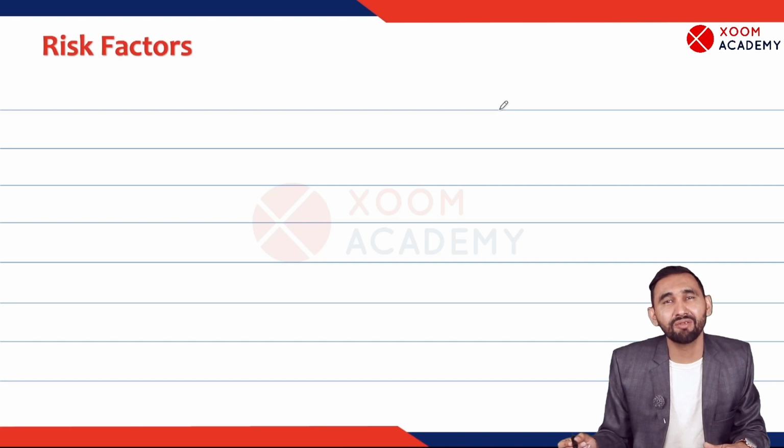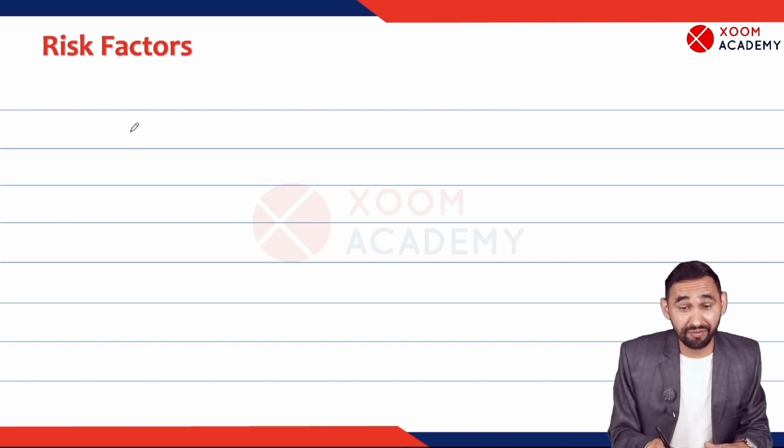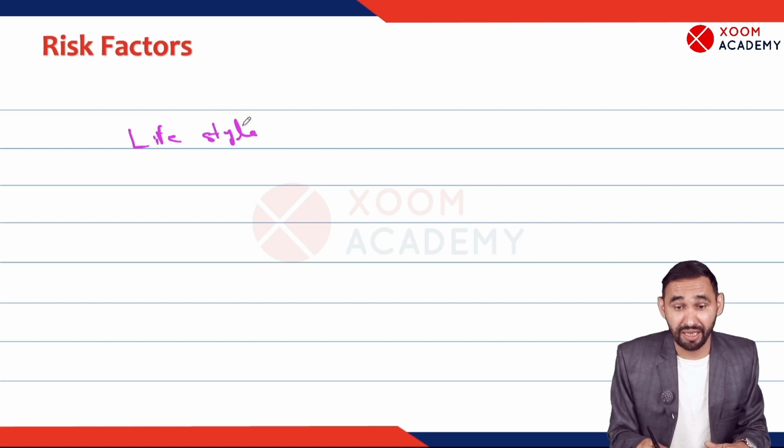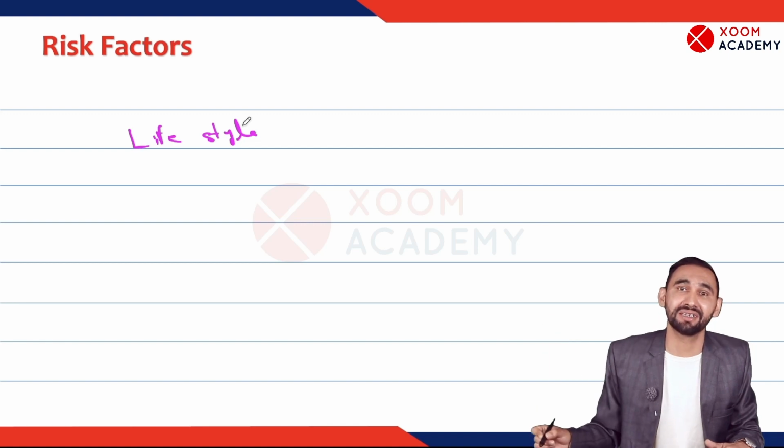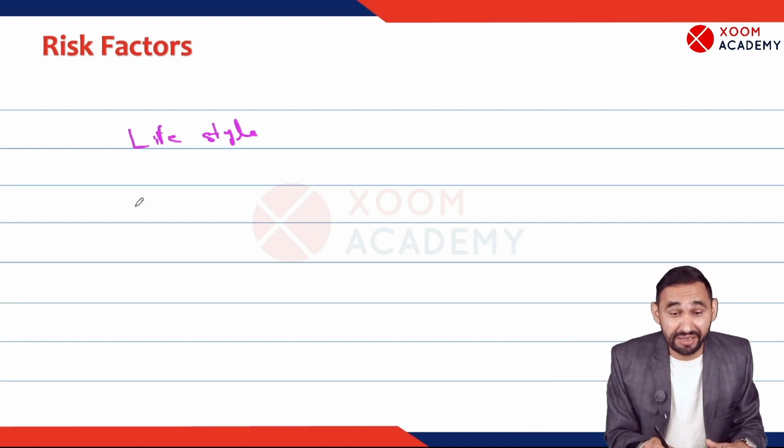What are the risk factors of developing obesity? Lifestyle. Lifestyle is a bigger problem. Sedentary lifestyle. People don't walk. They don't move. They don't do physical activity. This is increasing the risk of developing obesity. Dietary habits.